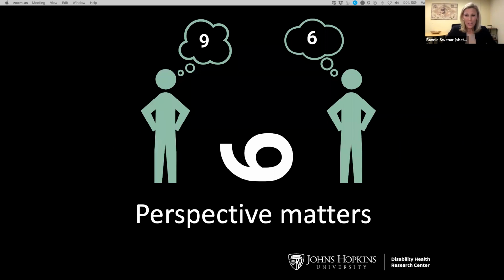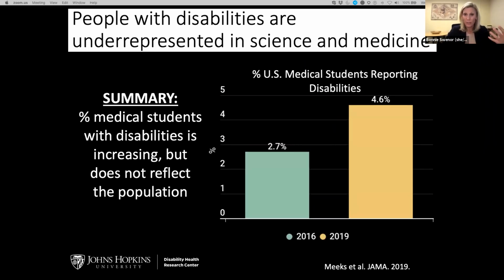I think we are also learning at this time how important perspective matters. So on this slide, I'm showing two people standing on each side of a number. One sees a 6, one sees a 9. Right? And it's this idea that we all approach our data, question, research from different perspectives and see really different things. And hopefully that makes for a better world. It makes for better science, makes medicine better. But disability has largely not been part of that inclusive approach. People with disabilities are largely underrepresented in both science and medicine.